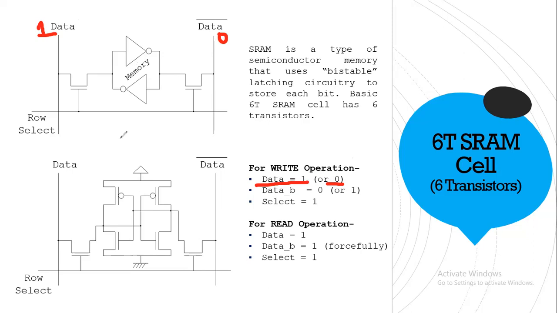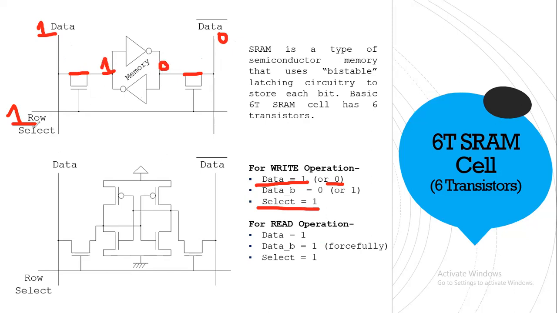Next, you have to select the line. Select means this thing should be 1. If you do not select it, what will happen? This 1 will not go inside because the NMOS is off. Once you give 1 here, this NMOS will be on, because there is 1 here, here and here. So this data will go inside, and this 0 will go inside. So here you will have 1, and here you will have 0.